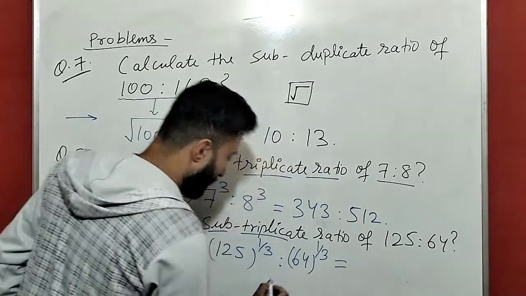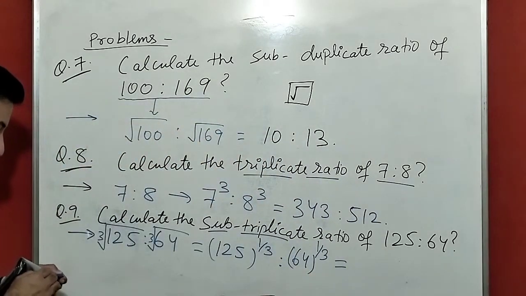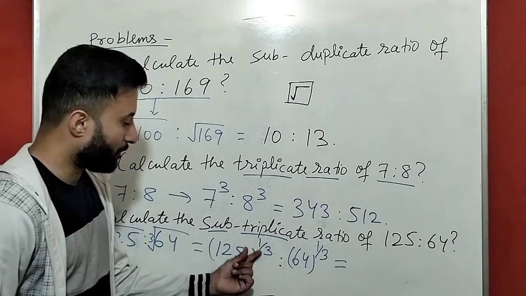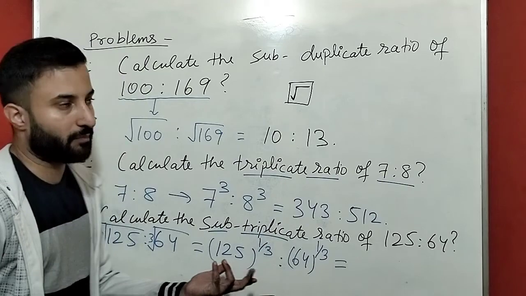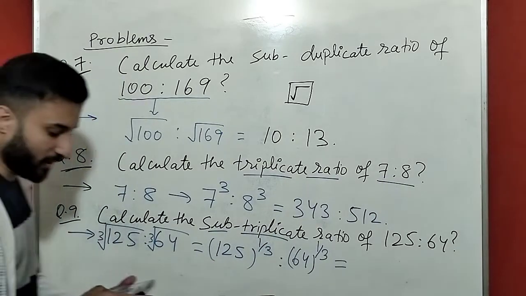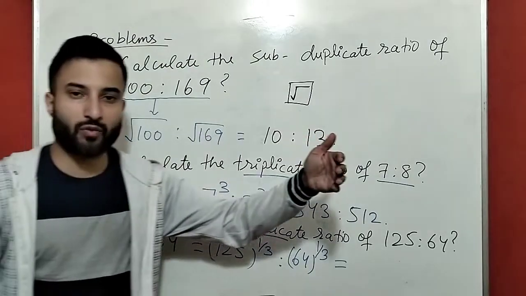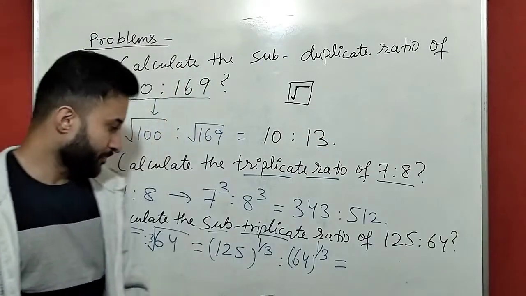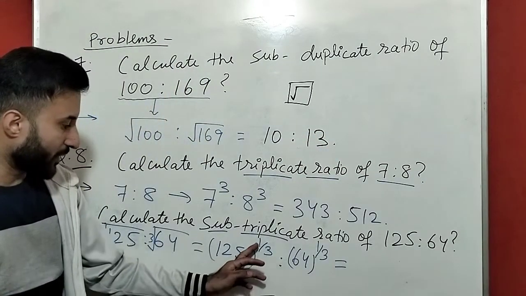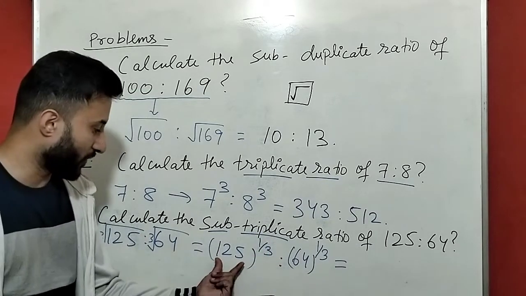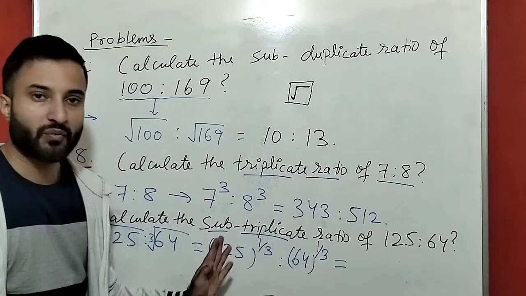Now, I have told you in the calculator tricks how to find the value of a number when the power is in fraction. Here I am not going to explain the same thing. You can go to the calculator tricks video and watch it over there. So 125 power 1 by 3: you have to find the number when the power is in fraction.